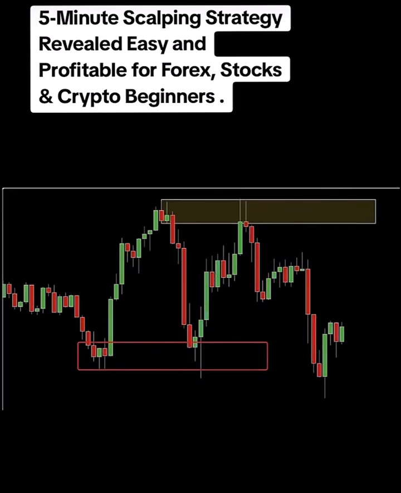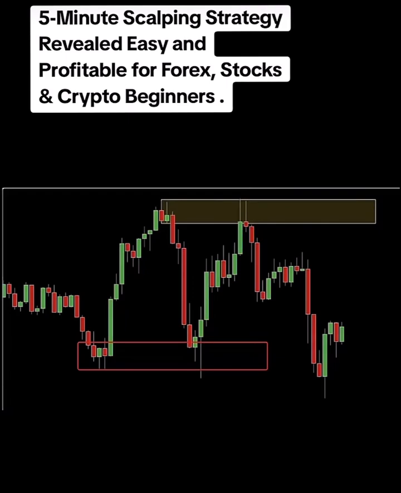The beauty of this strategy is that it's robotic. These moves repeat frequently in the market, offering endless opportunities. So by identifying where smart money enters and exits, you can start taking the same trades and trade like a pro. Now, don't take any action just yet.